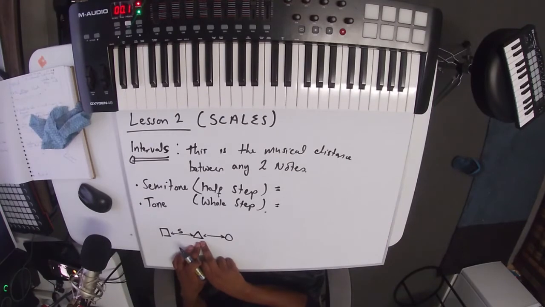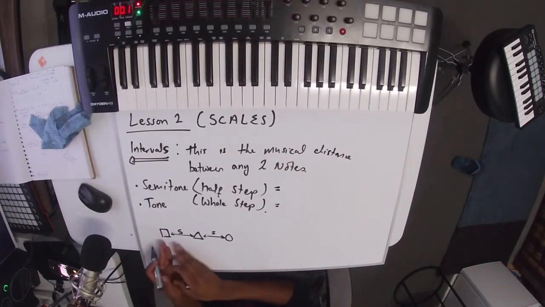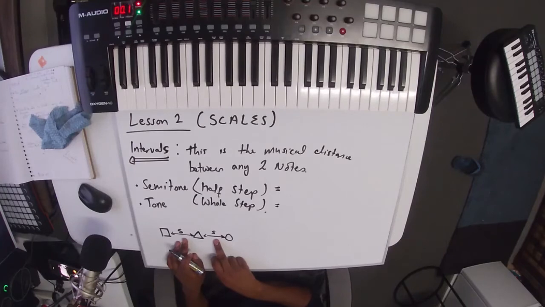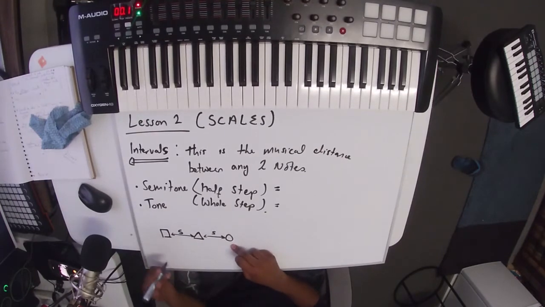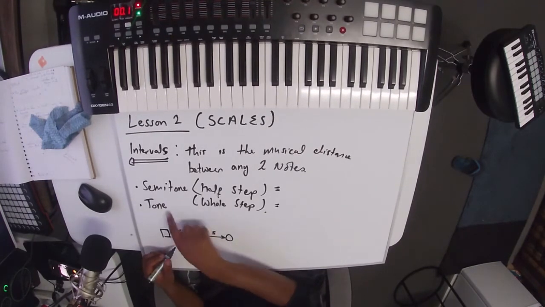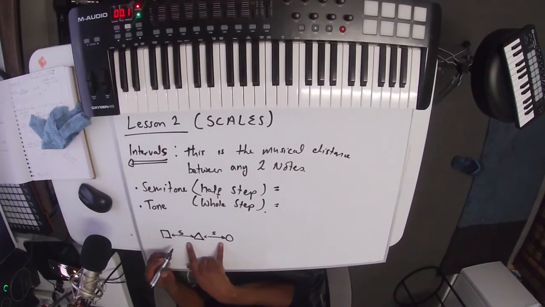And this one, the distance between its nearest neighbor, this is the nearest neighbor to this one. So that's S, right? Now, this is a semitone. Okay? These are notes, or keys on your keyboard, right? Now, a tone or a whole step is an interval of two semitones or half steps added together.